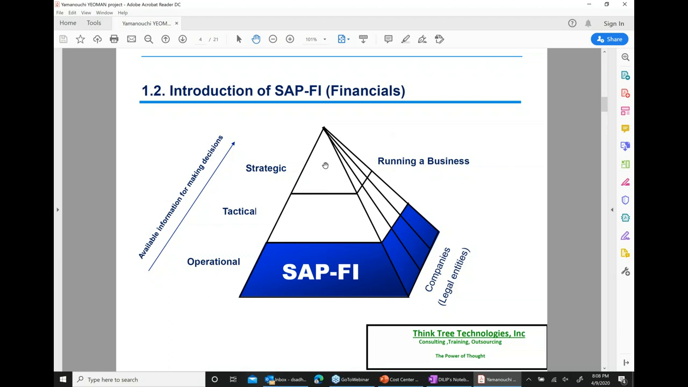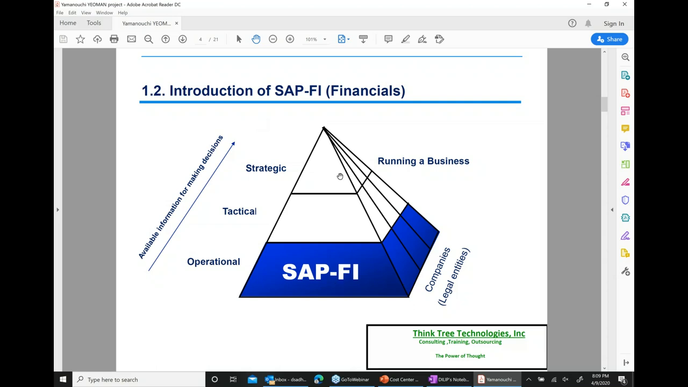Remember, a strategic decision, although made at the senior level, can never be made unless the data entry at the bottom is correct, accurate and timely. So everything comes bottom up. If you see this arrow on the left-hand side, available information for making decisions, data flows from bottom up. Data entry, the different activities and functions done by junior people and the financial accounting function become the basis of taking any decision.